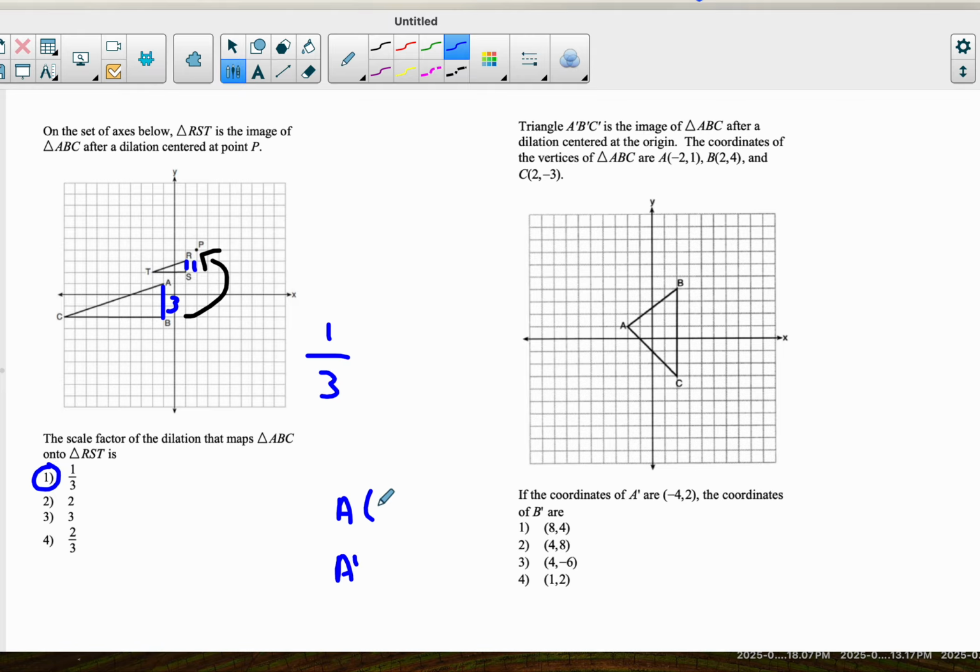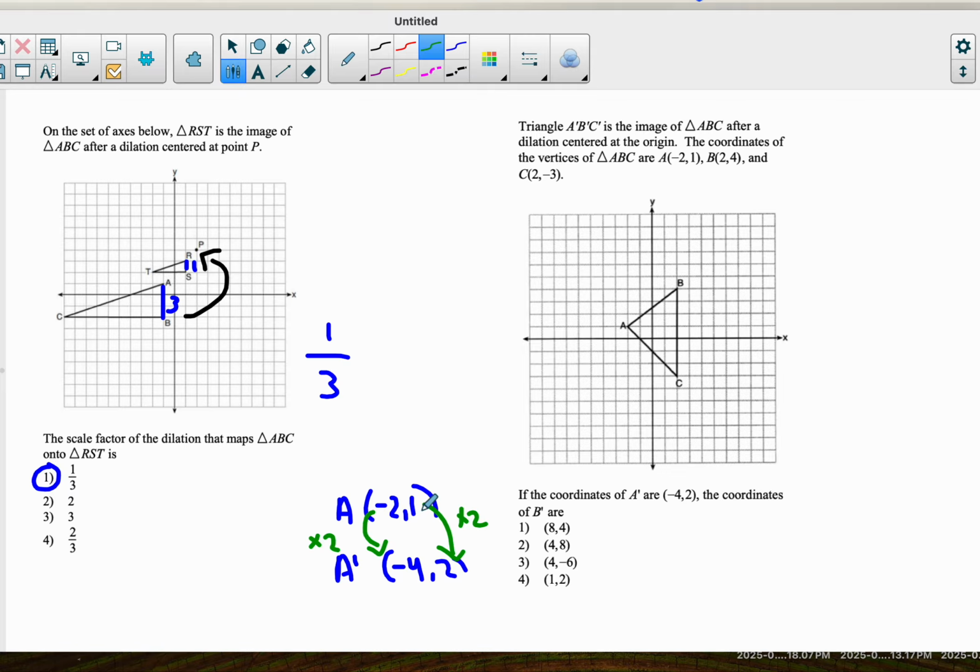So point A is -2, 1. And point A prime is -4, 2. So to get from this x coordinate to this x coordinate, -2 times 2 gives us -4. And to get from this y coordinate to this y coordinate, 1 times 2 gives us 2. So since the x and y coordinate are both being multiplied by 2, the scale factor over here is 2.